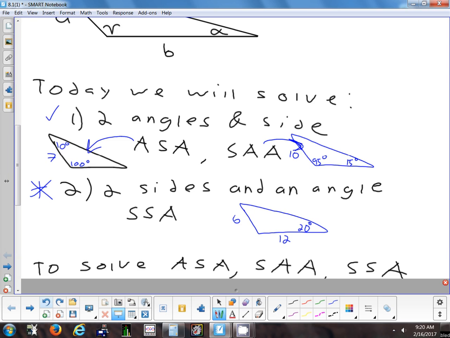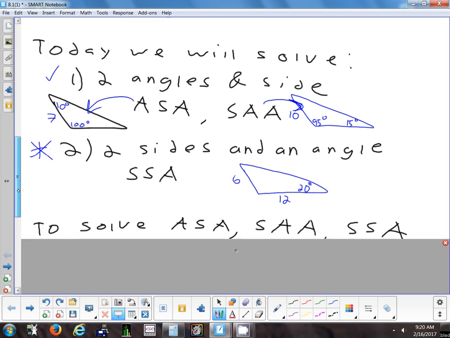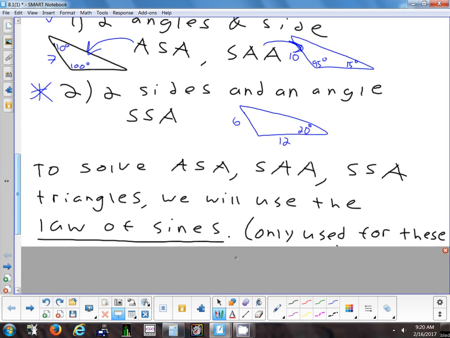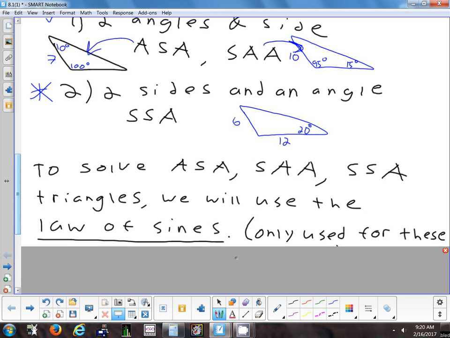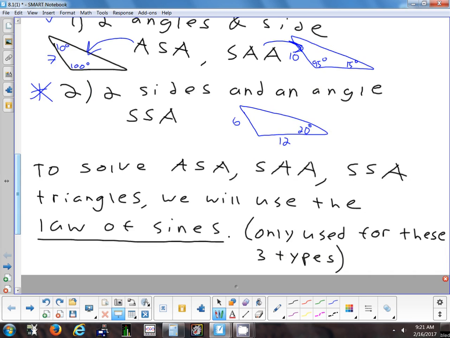Okay, so any questions on those three cases? All right, so to solve any of those three cases, we're going to use the law of sines. If you have a type other than one of these three, you don't use law of sines. You've got to use something different, which I'll show you after break.